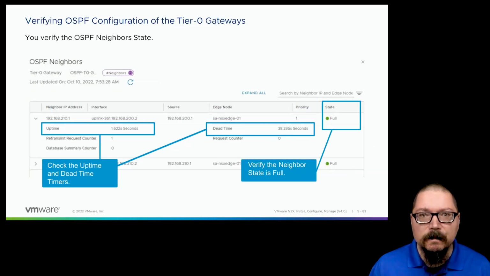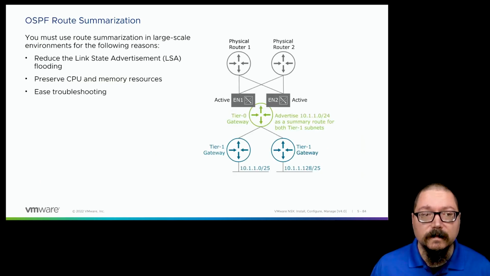Now, the state here is not the realization state of a thing, right? The state here is the state of the neighbor, the OSPF state. What we want to see here is a full neighbor relationship. That's going to tell us that we have established our neighbor relationship and we are sending LSAs, or link state advertisements, back and forth so that we are sharing that information for the different routes.